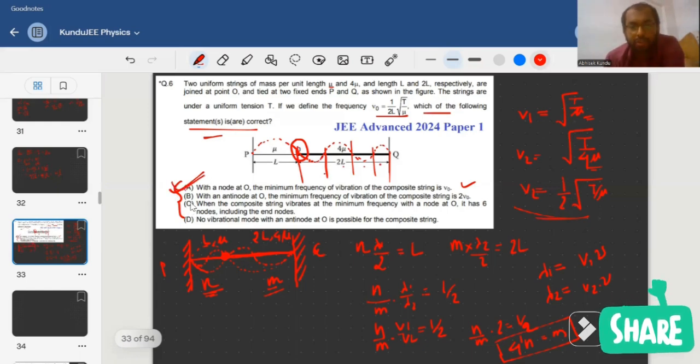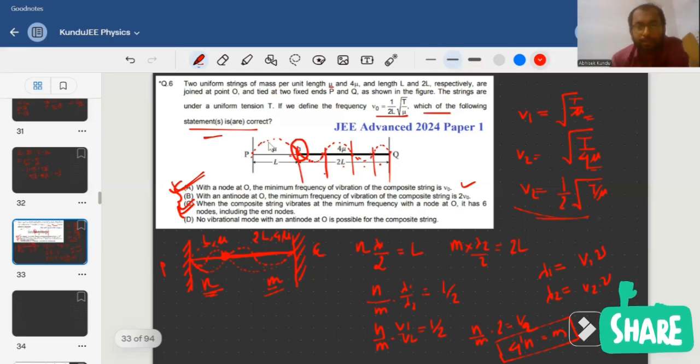We'll try to analyze option C. When the composite string vibrates at the minimum frequency with a node at O, it has 6 nodes. Let us count how many nodes are there: 1, 2, 3, 4, 5, 6. Yes, so this option is also correct. Options A and C are correct.